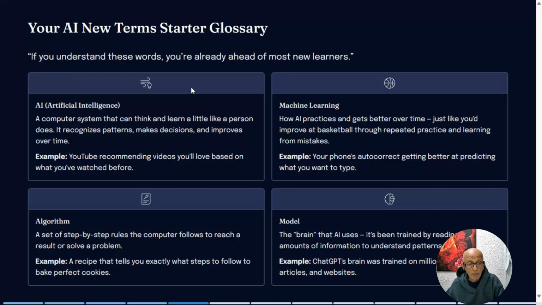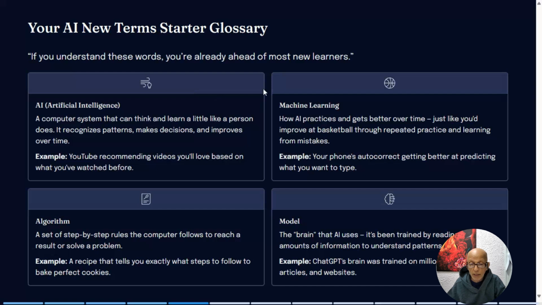Okay, so now let's look at the first one, AI, artificial intelligence. What does it say there? A computer system that can think and learn a little like a person does. It recognizes patterns, makes decisions, and improves over time. Example, YouTube recommending videos you'll love based on what you've watched before. Or let's say you got Netflix and it recommends videos based on the type of videos that you're watching. So AI, artificial intelligence, works similar to that.